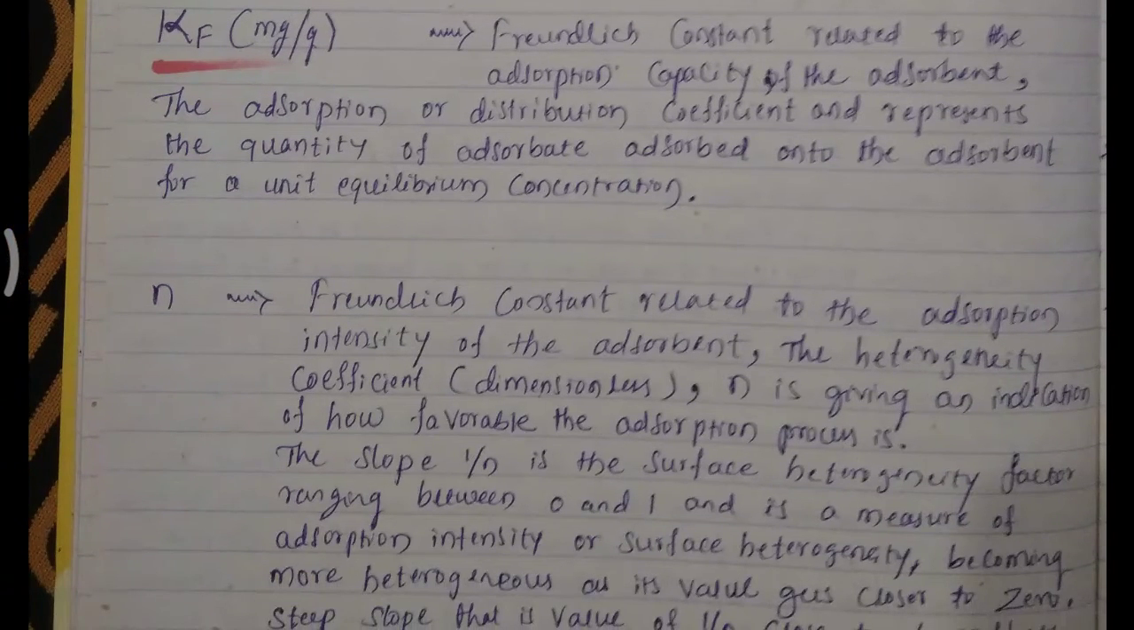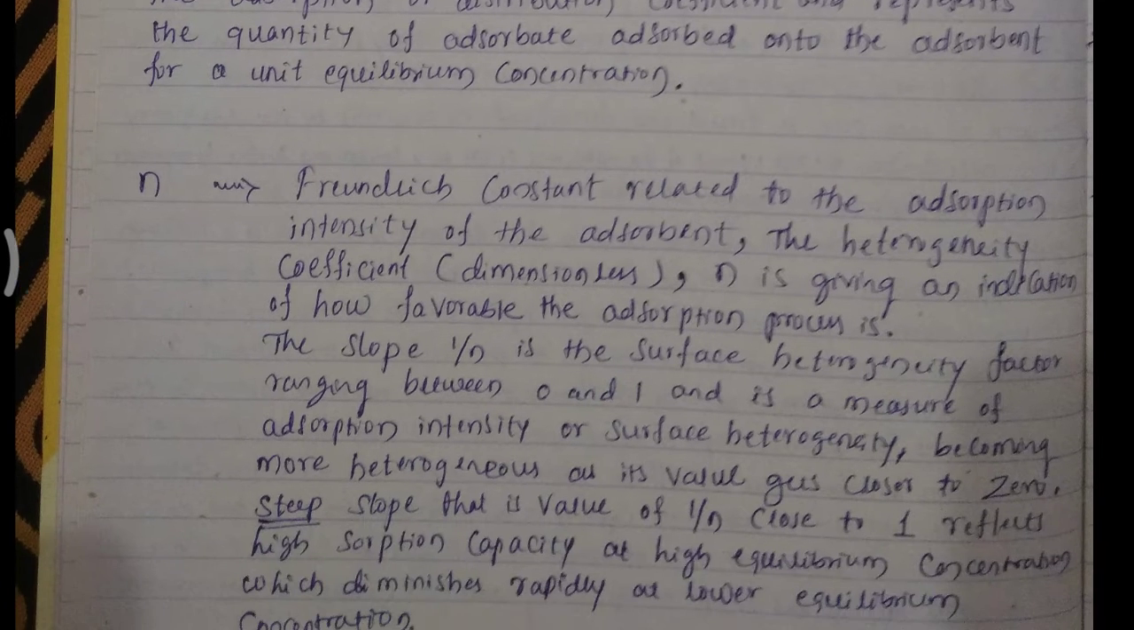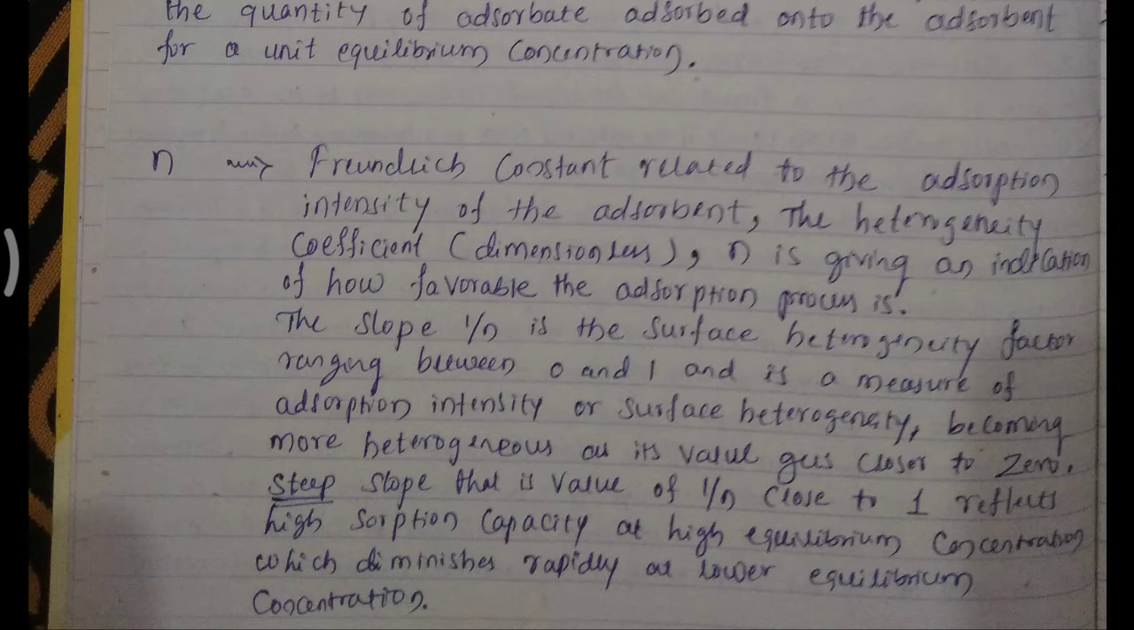Here n is the Freundlich constant related to adsorption intensity of the adsorbent, and one more thing is the heterogeneity coefficient. It is dimensionless. n is giving an indication of how favorable the adsorption process is.